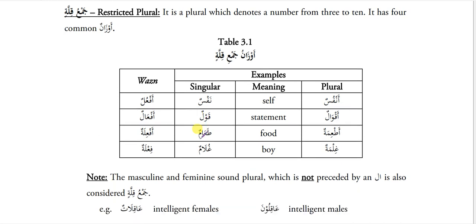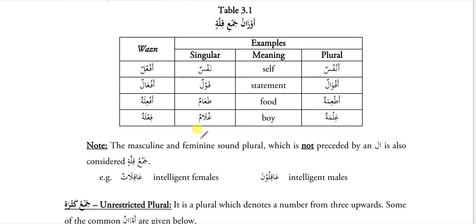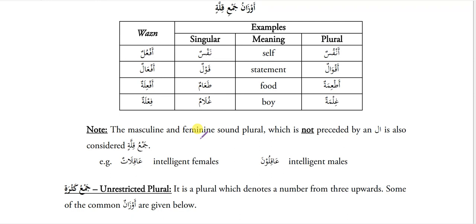Jama killat means restricted plural. It is a plural which denotes a number from 3 to 10. It has 4 common scales. One scale is af'ulun, like nafsun, meaning self, and its jama is anfus. Then we have the af'alun scale, on which qawlun has the jama aqwalun. Then we have the af'ilatun scale, whose singular is ta'amun, for example, and its jama is at'imatun.